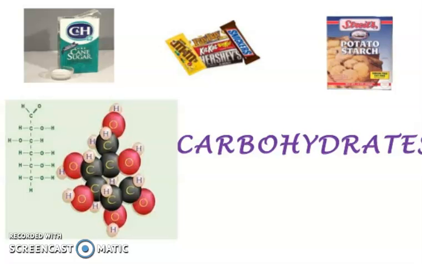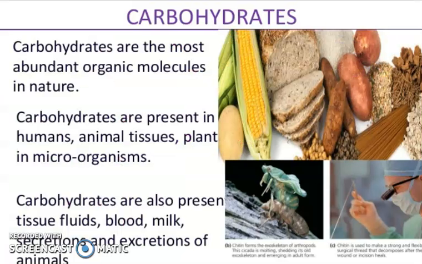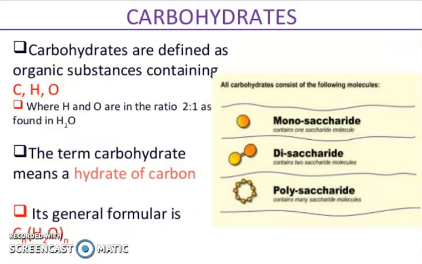You can see in this picture there are different types of carbohydrates: potato starch and cane sugar. So carbohydrates. Carbohydrates are the most abundant organic molecules in nature. Carbohydrates are present in human and animal tissue, plants, and microorganisms. Carbohydrates are also present in tissue fluids, blood, milk, secretions and excretions of animals. Carbohydrates are defined as organic substances containing C, H, O, where hydrogen and oxygen are in the ratio 1:1 as found in H2O. The term carbohydrates means hydrates of carbon.